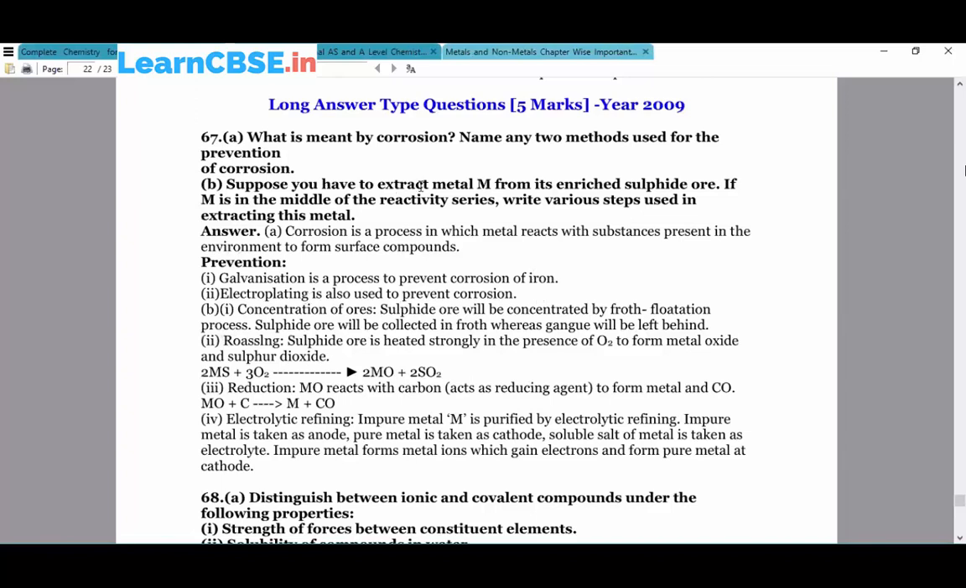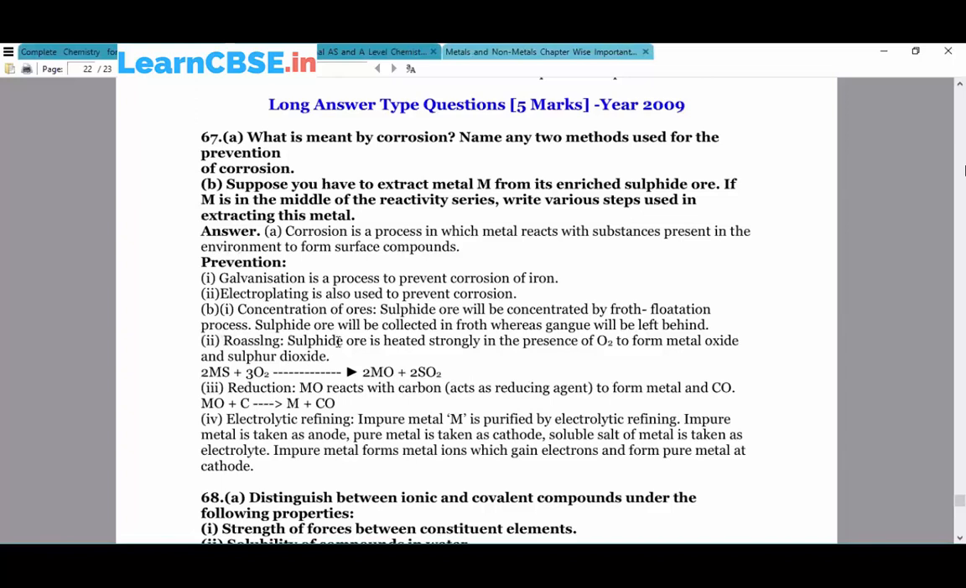Suppose you have to extract the metal M from its enriched sulfide ore. If M is in the middle of the reactivity series, write the various steps used in extracting this metal. Concentration of the ores: the sulfide ore will be concentrated by the froth flotation process. The sulfide ore will be collected in the froth, whereas the gangue will be left behind.